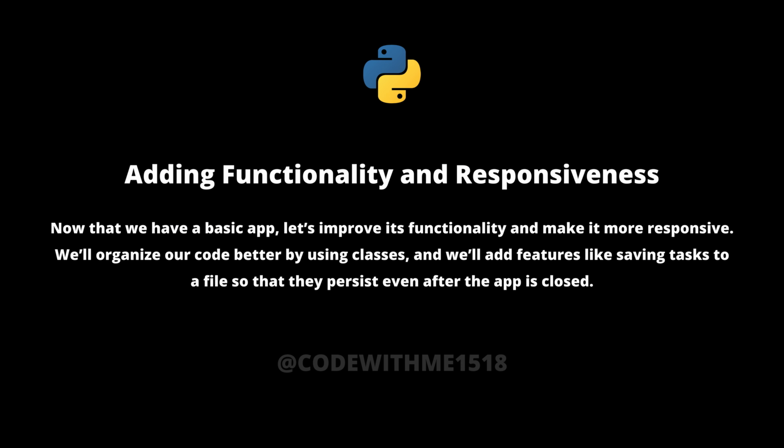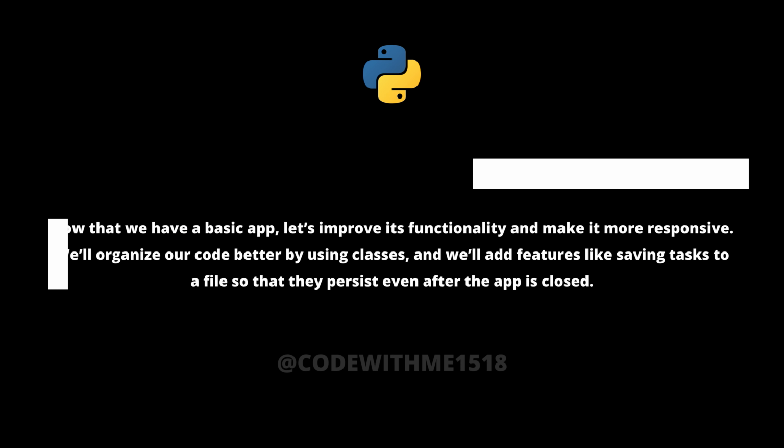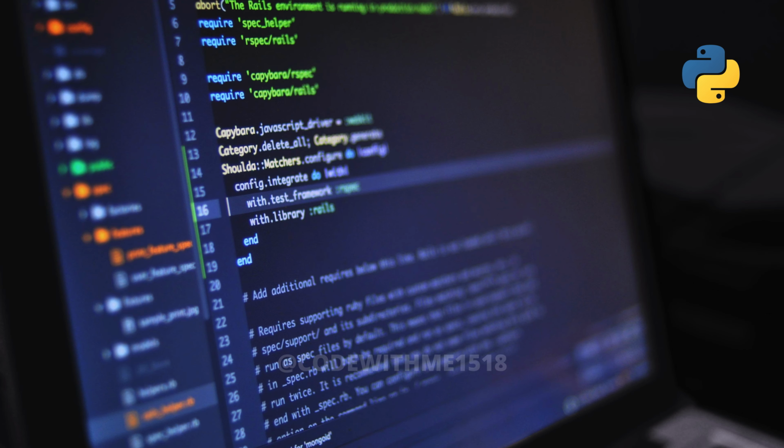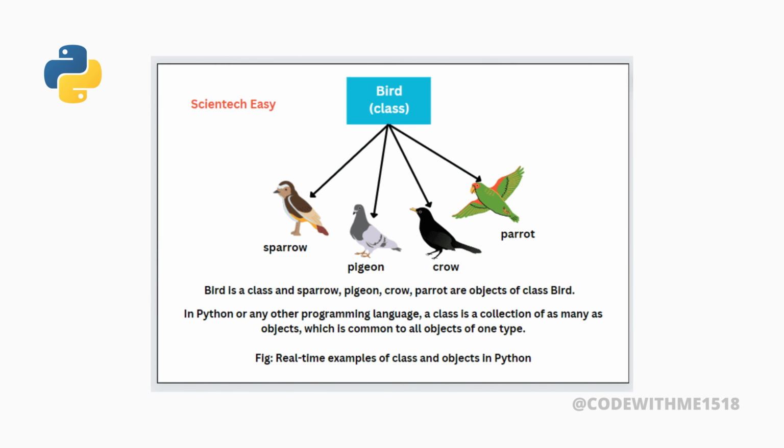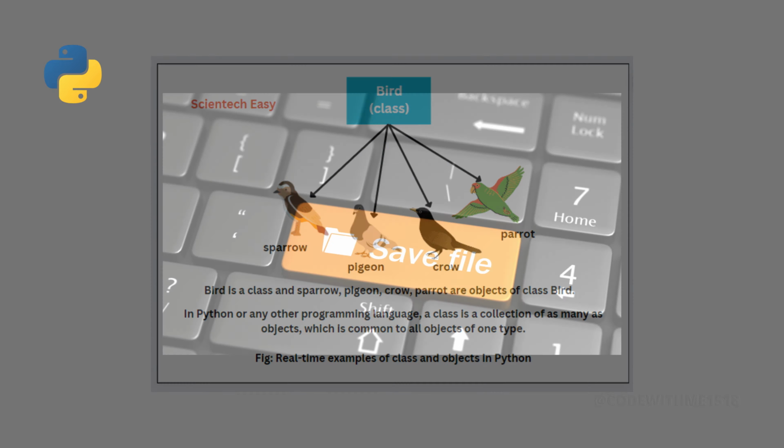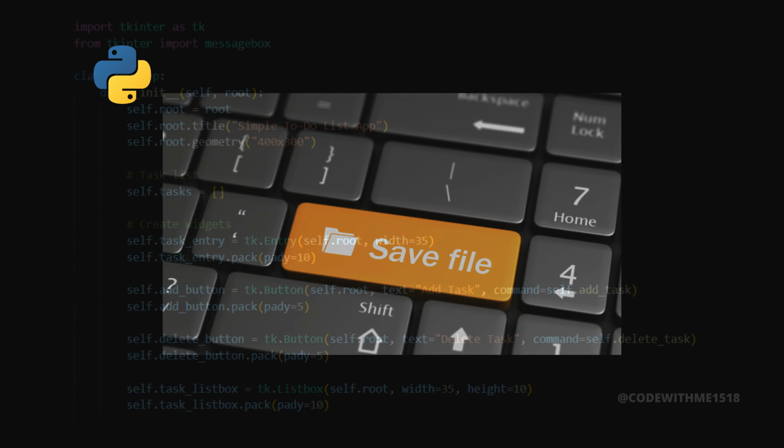Now that we have a basic app, let's improve its functionality and make it more responsive. We'll organize our code better by using classes, and we'll add features like saving tasks to a file so that they persist even after the app is closed.